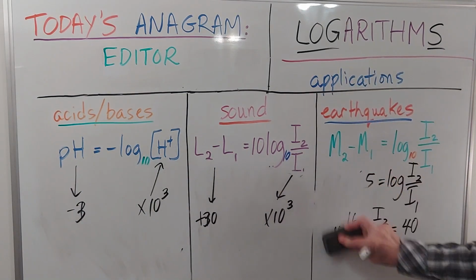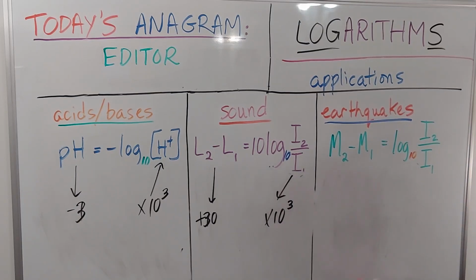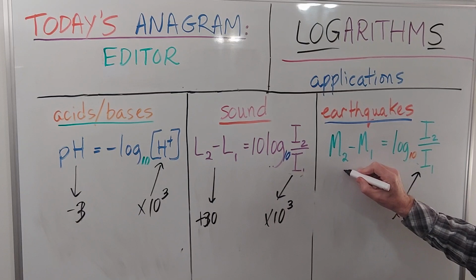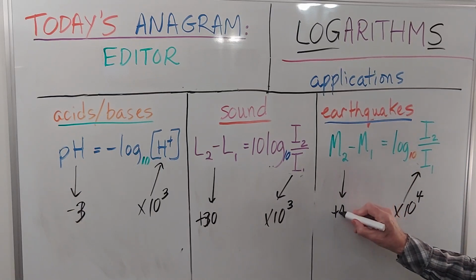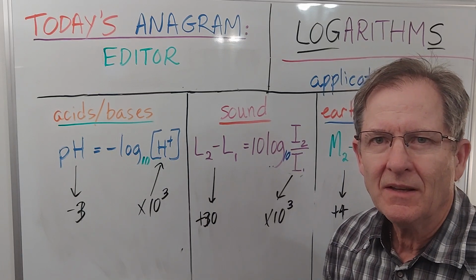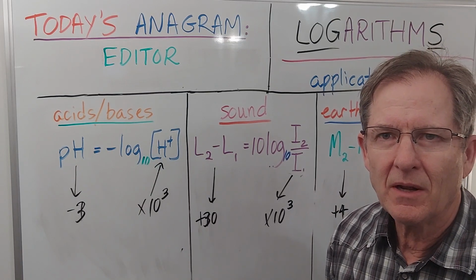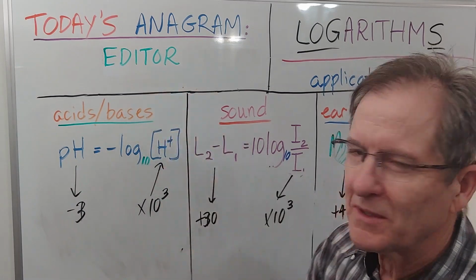And over here, in general, every time the intensity goes up by 10, the difference in their magnitudes will go up by 1. So if this was 10 to the 4, the log of that is 4, so the difference in their magnitudes would be 4. So you can use those formulas to answer different questions, and you'll probably get some in your math books.